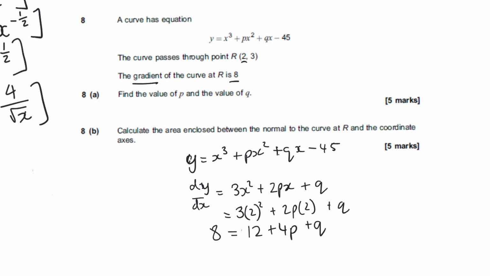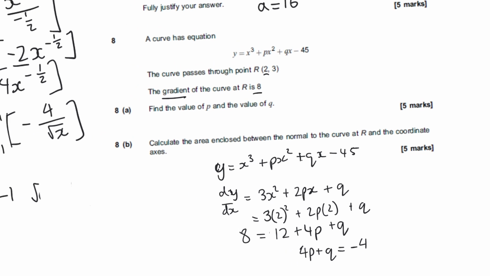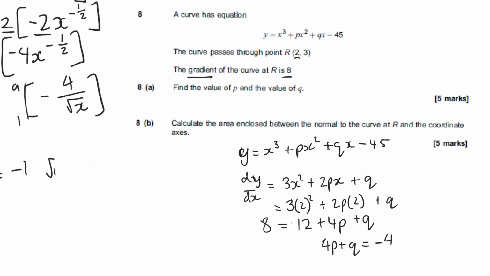So now that we have that one formula, oh wait, I need to simplify that even further. So then 4p plus q is equal to, take away 12 minus 4. Okay, so now we have the first equation. I'm going to substitute the r is equal to 2, 3 into the second one to work out our second linear equation. So then our y value is 3.